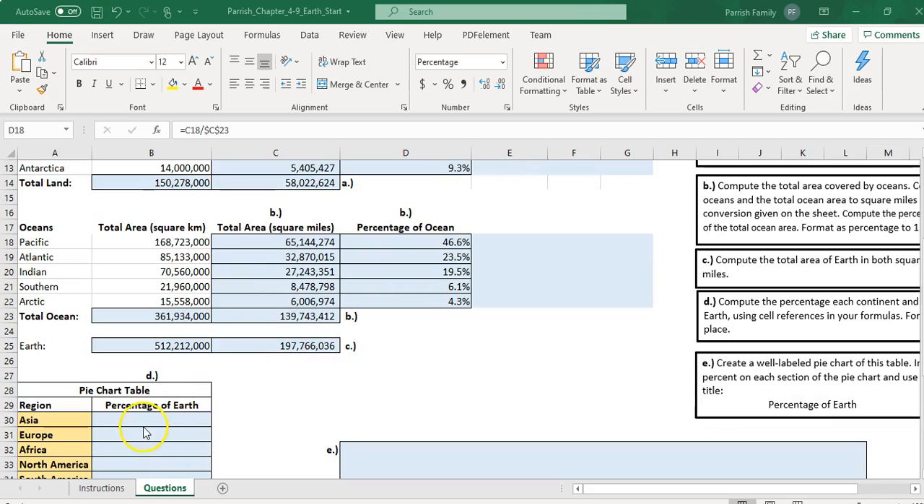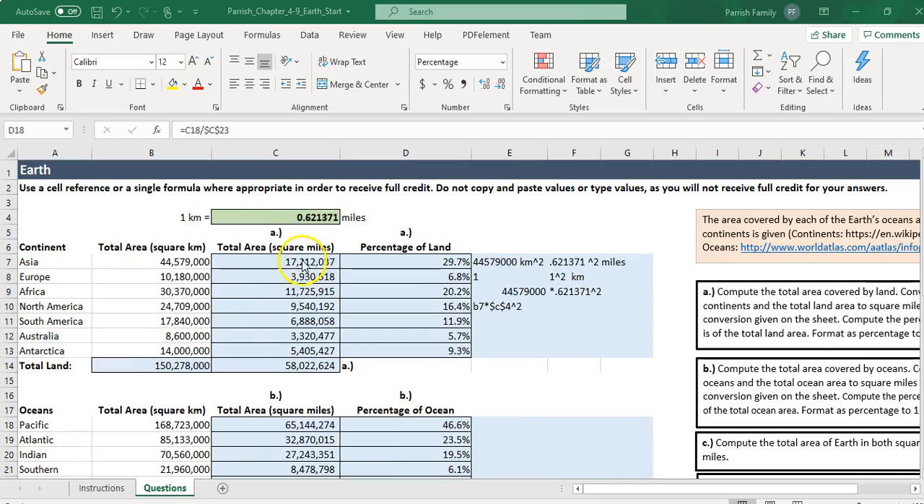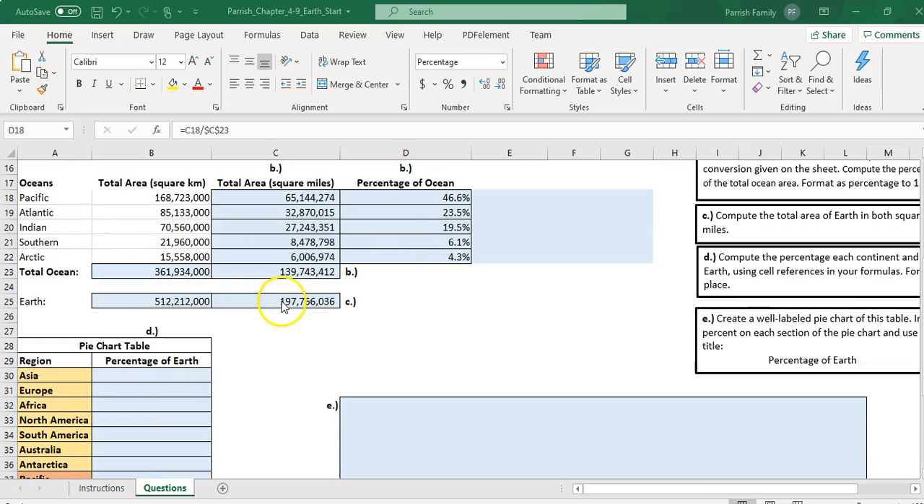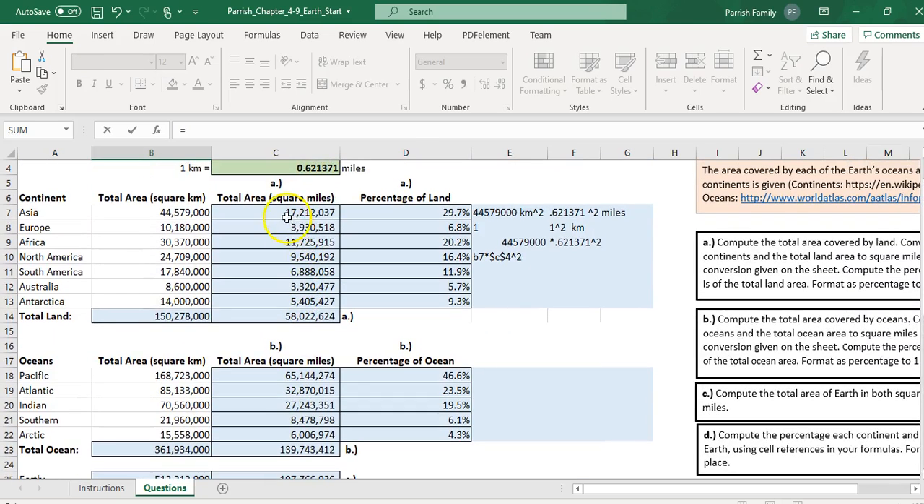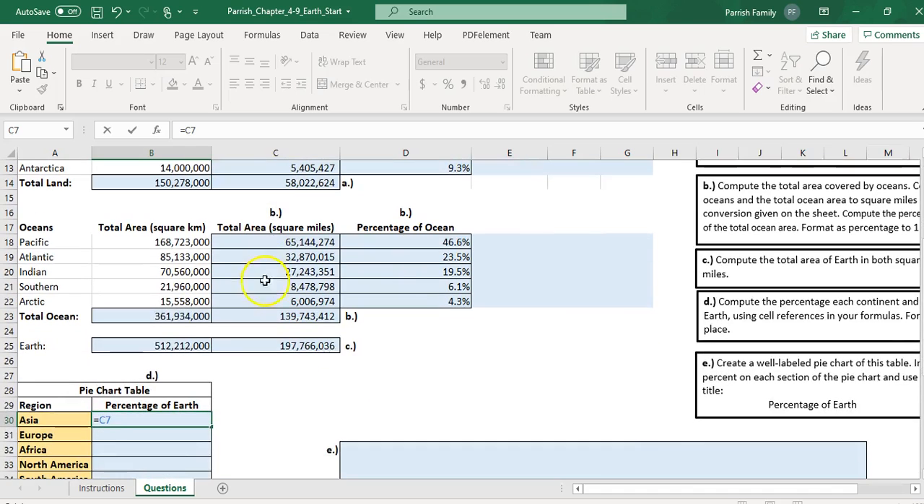But when we're coming down here, we want to know what percentage of the Earth is Asia. So percentages, again, you're going to take Asia and divide it by Earth. So we're going to take the 17 million and divide it by the 197 million, which is Earth. And then we should be able to do that for all of our areas for the water masses and the land masses. So again, we're taking the Asia square miles and we're dividing that by the Earth.